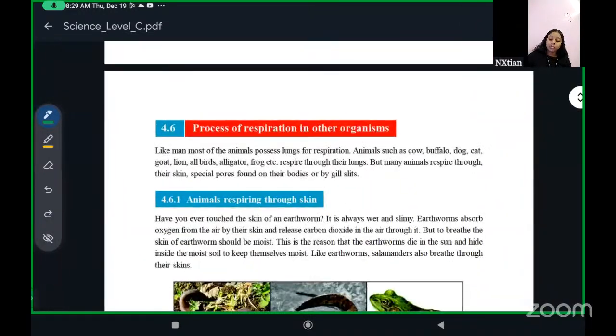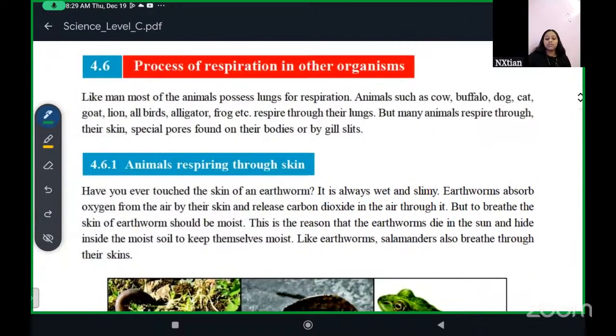Now, respiration also takes place in other organisms. Most animals use lungs for respiration.